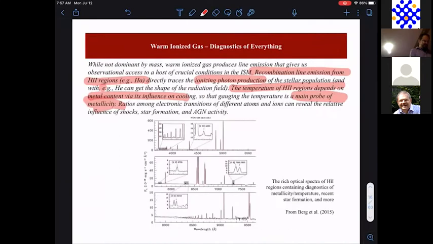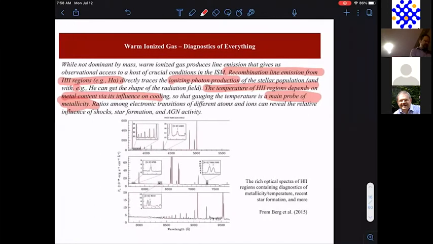This is just an illustration of how rich the spectrum is. This is just the optical spectrum of an H2 region from a nearby galaxy. This is a spectrum from NGC 628 from a paper using the LBT as part of the CHAOS survey.